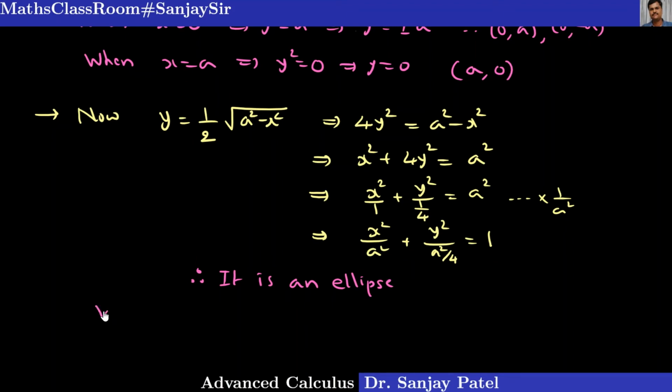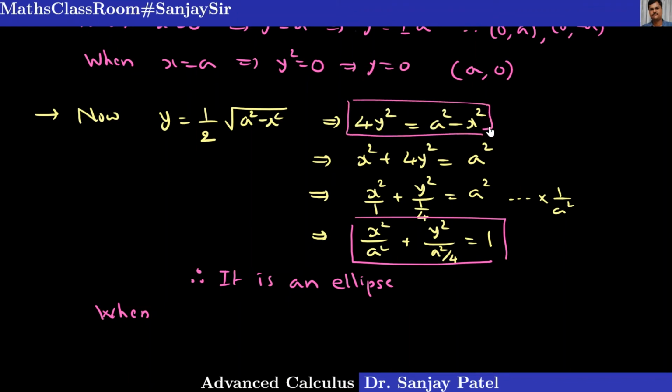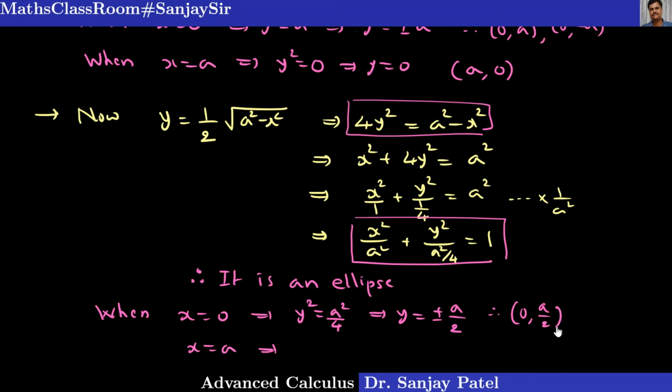And also, if you find the intersection of this ellipse with x equal to 0 and x equal to a, which are the two constant limits of x given to us: for x equal to 0, by putting x equal to 0, we get y square is equal to a square by 4, and that gives us y is equal to plus or minus a by 2. So the 2 points of intersection are (0, a by 2) and (0, minus a by 2).